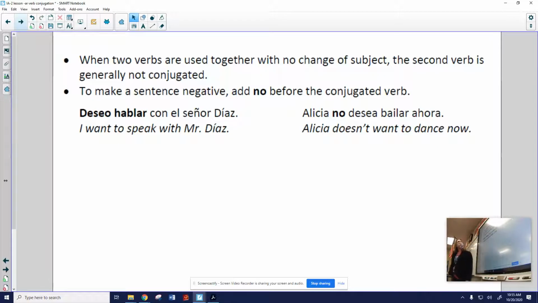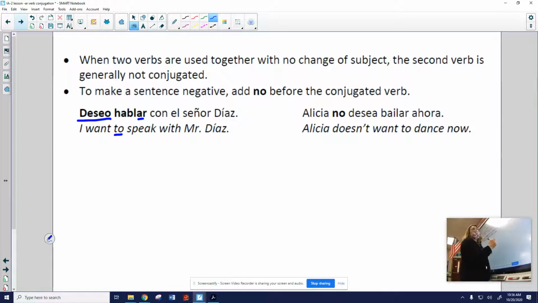Pues, a few notes. When 2 verbs are used together with no change of subject, the second verb is generally not conjugated. Also, to make a sentence negative, we can add no before the conjugated verb. For example, deseo hablar means I want to speak; desear is the infinitive verb. Deseo hablar con el señor Diaz. Remember the AR, ER, IR ending is kind of like the word to in English. Deseo is conjugated: I want, I desire. To speak is not.